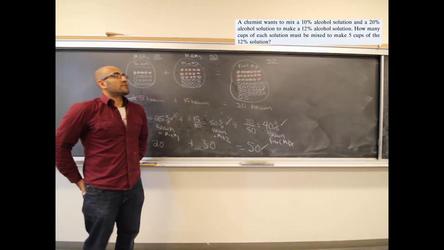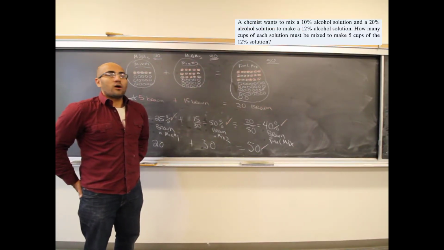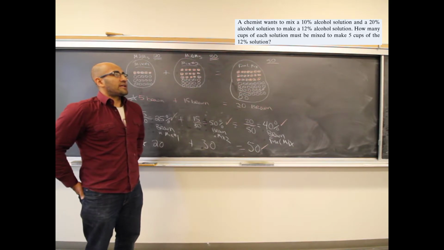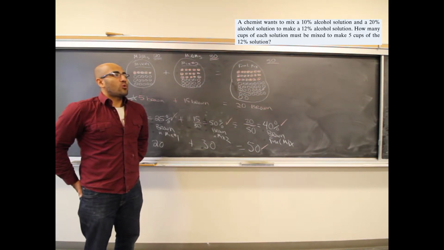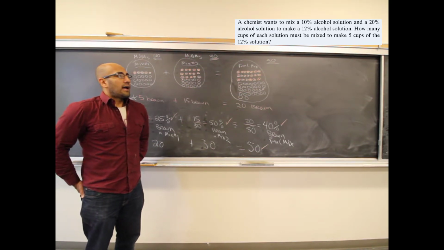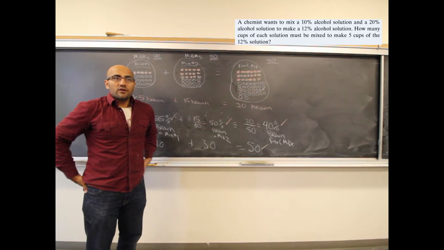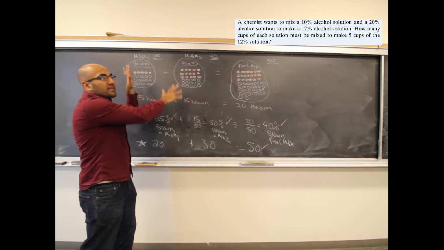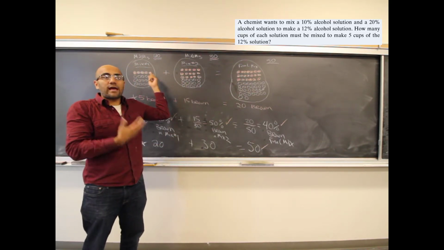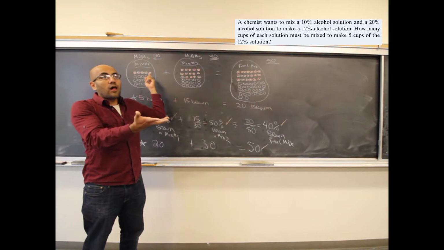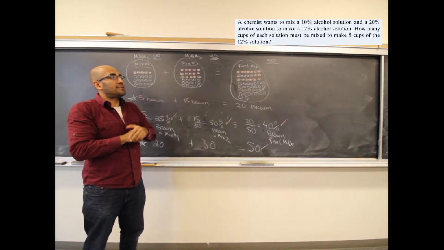A chemist wants to mix a 10% alcohol solution and a 20% alcohol solution to make a 12% alcohol solution. How many cups of each solution must be mixed to make 5 cups of a 12% solution? Okay, so we got two mixtures happening. Instead of counting brown M&Ms, we're counting what? Alcohol, right? Pure alcohol content.